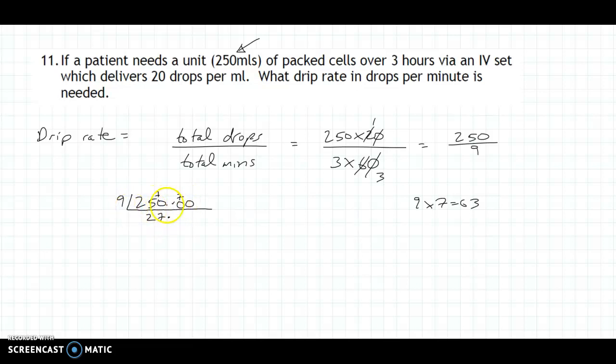And you see it's going to repeat. 9 into 70 goes 7 times and 7 remaining. We could go on all day.